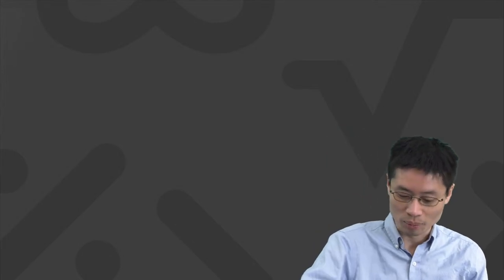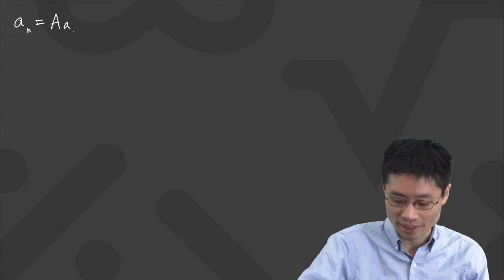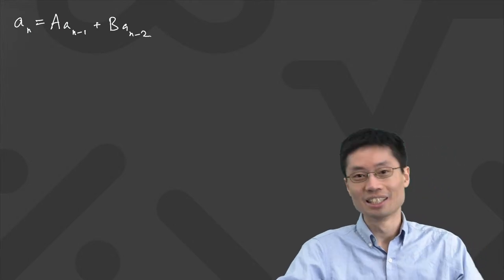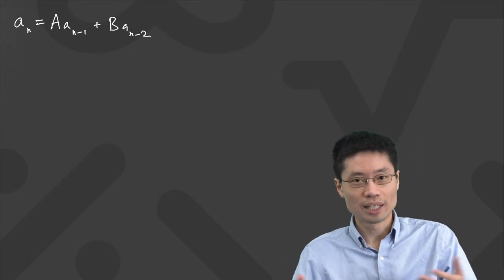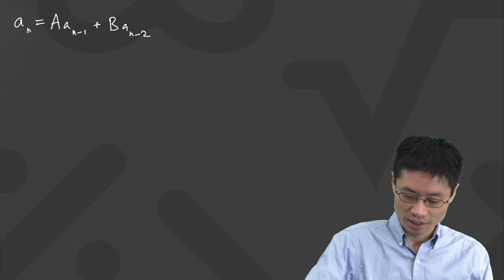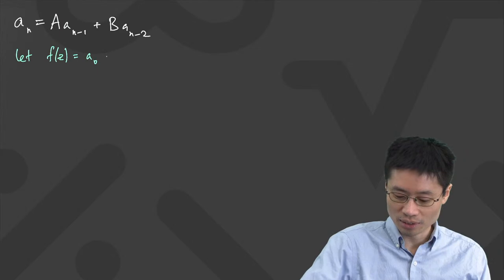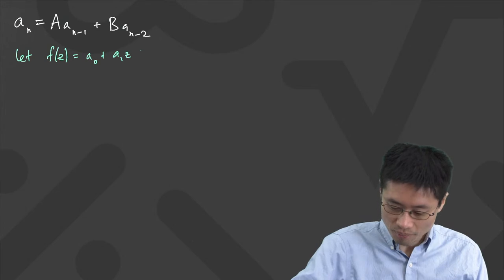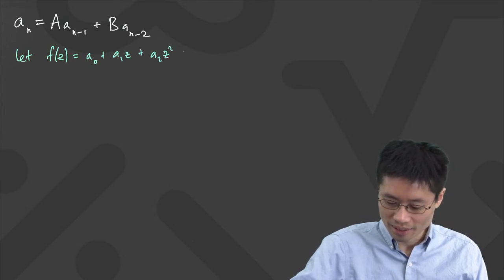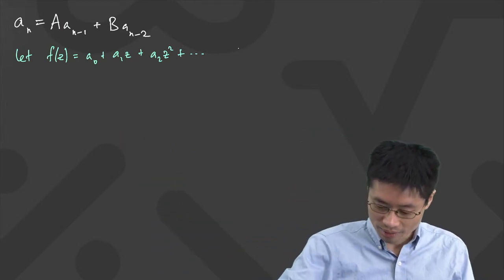Okay, let's remember where we are. Suppose we have a_n equals capital A times a_{n-1} plus capital B times a_{n-2}. That's our goal. We want to be able to solve these things. And the idea was to create a generating function. We let f(z) equal a_0 plus a_1 z plus a_2 z squared plus dot dot dot. And this is this thing called the generating function.